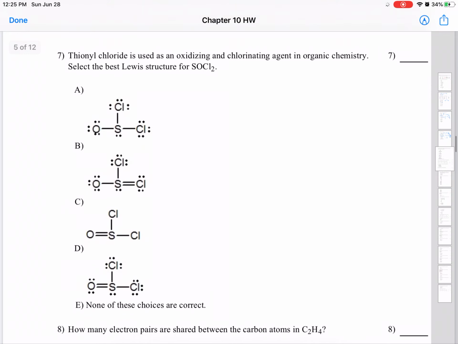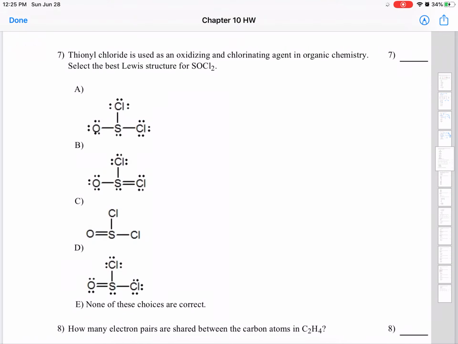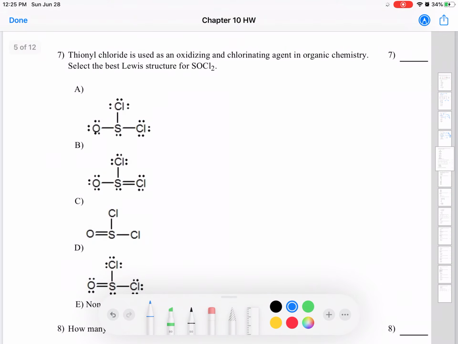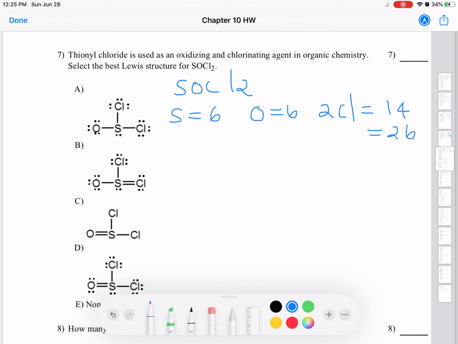Thionyl chloride, best Lewis structure for thionyl chloride. Again, let's go ahead and draw this structure, SOCl2. So sulfur is in group 6. Oxygen is in group 6, valence electron 6. So there are 2 chlorine. Each chlorine is 7 electrons. 7 times 2, 14. So 14 plus 6, 20, 26. So the total number of valence electrons is 26.